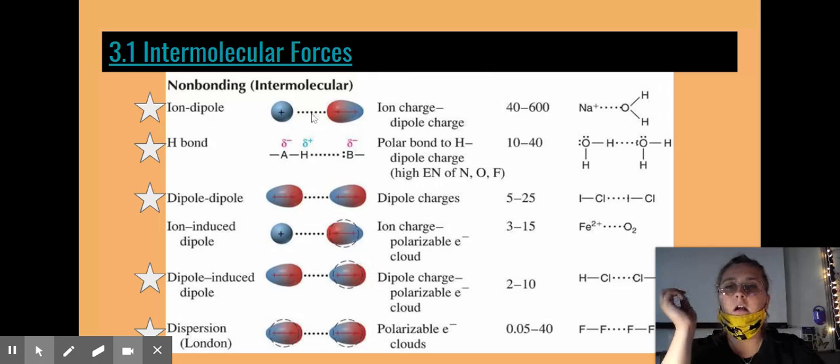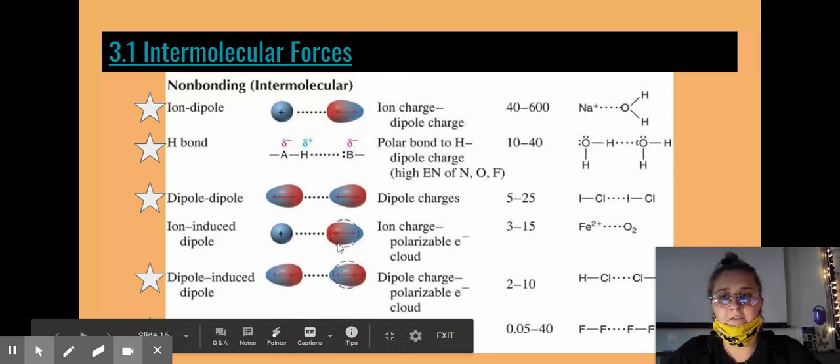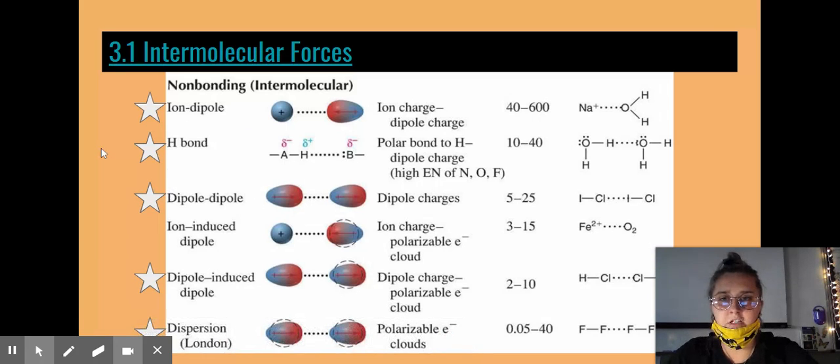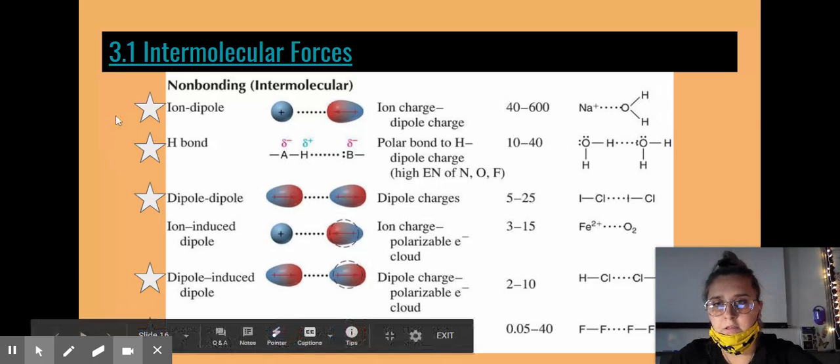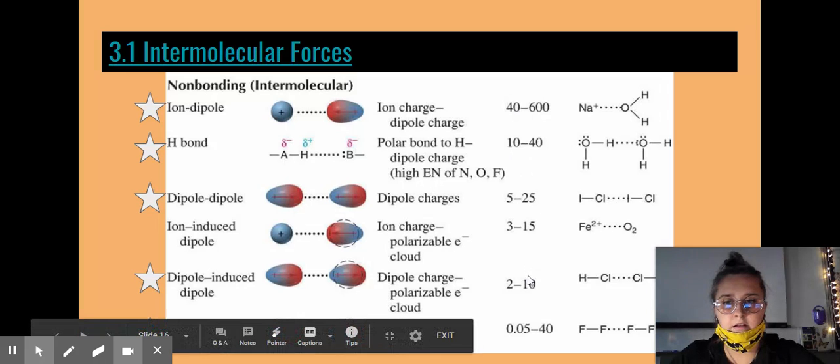So here is a really good graphic that gives you a very good visual of these different types of intermolecular forces. Starting at the top up here with ion dipole, that is your strongest force. And then as you go down, these intermolecular forces get weaker. Now, if you look, you see the range of their force strength. And the most interesting one is down here at the bottom. It's your London dispersion force. It's got a huge range.